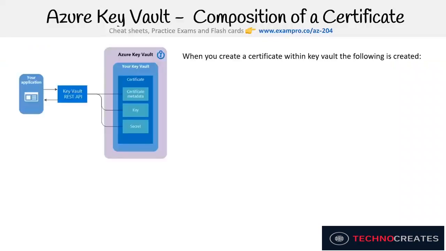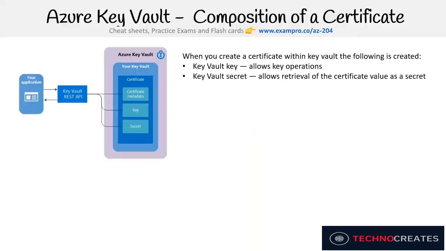All right, let's talk about the composition of a certificate within Azure Key Vault. We used this graphic earlier to describe the REST API interacting with just the certificate part of Azure Key Vault. But what it did show was the three components that are part of a certificate stored in Azure Key Vault. So there we have Key Vault keys, which allows the operations of keys. Then we have Key Vault secrets, which allows the retrieval of the certificate value as a secret. Then certificate metadata, so X509 certificate data.